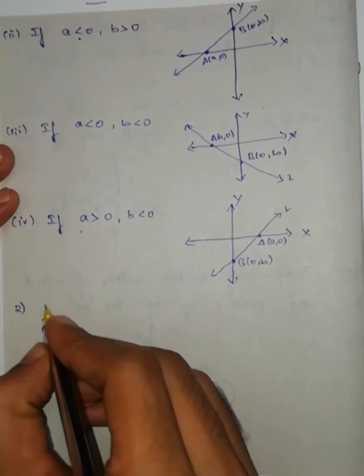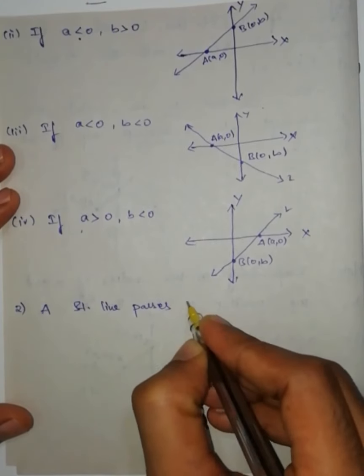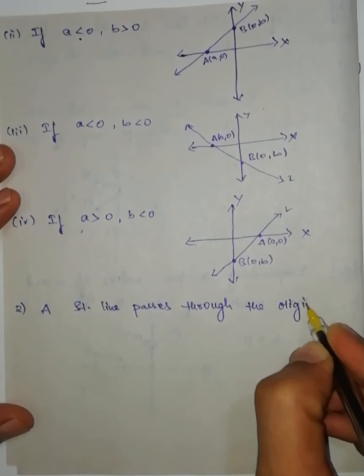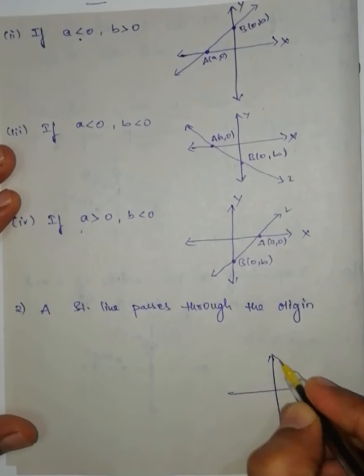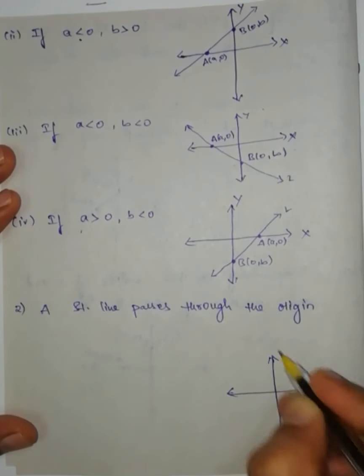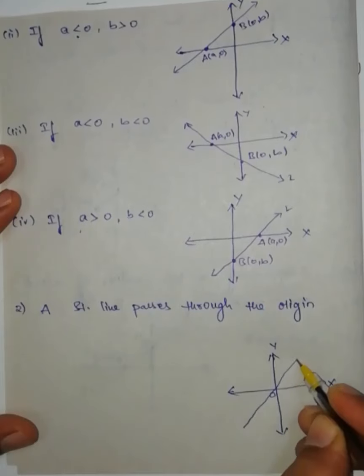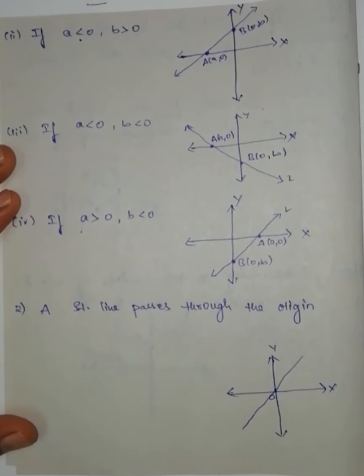Now next note, second one, a straight line passes through the origin. Let us take any straight line. This is the origin, a straight line passing through the origin. This line intersects the x-axis at 0 and this line intersects the y-axis at 0. Therefore, its x-intercept is 0 and y-intercept is 0.